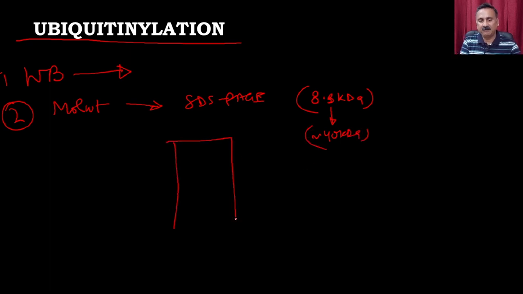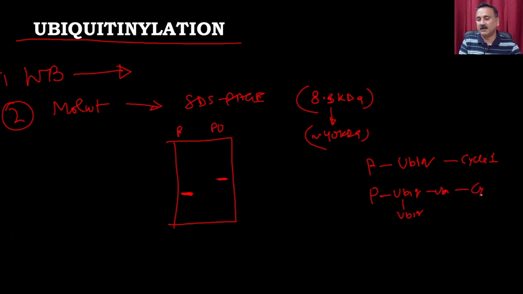So if you run the system on the SDS-PAGE, and suppose this is a protein and this is a ubiquitin, then it is going to change the pattern. Remember that with ubiquitination, because you are going to get multiple species, suppose this is a protein, you are going to have a ubiquitin. This is cycle 1. And again, the same protein, you are going to have ubiquitin, then it is going to attach with another ubiquitin. This is cycle 2. So in cycle 2, you are going to have 2 ubiquitin, then cycle 3, you are going to have 3, 4, 5, 6, like that.